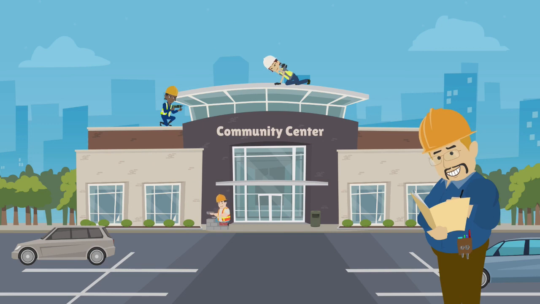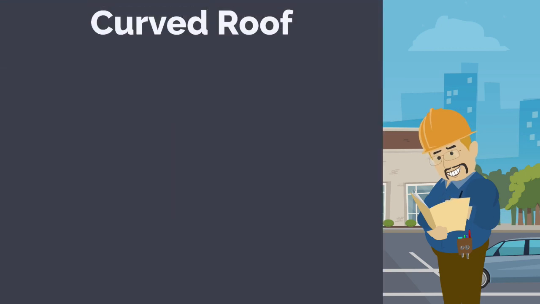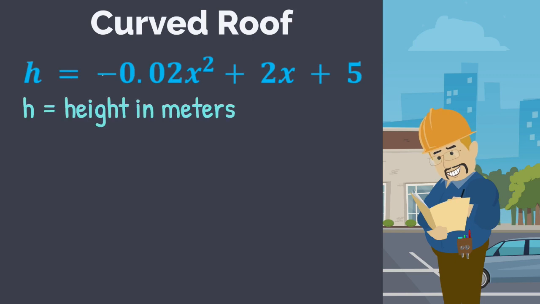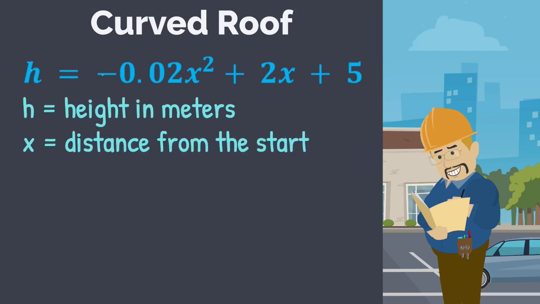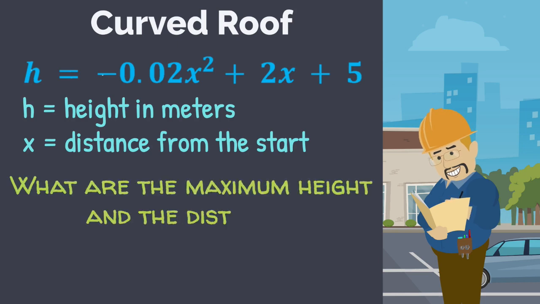Randy is building a curved roof for a community center. The height of the roof at any point is modeled by the equation h equals -200x² + 2x + 5, where h is the height in meters and x is the horizontal distance from the starting point. What are the maximum height and the distance at which it occurs?